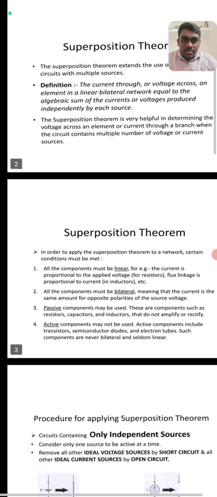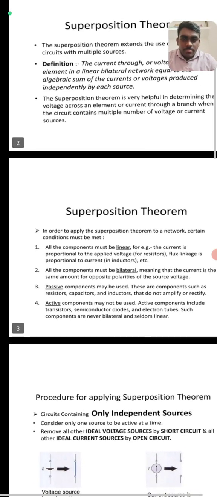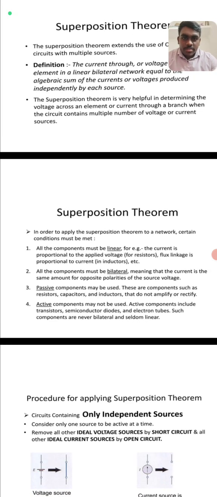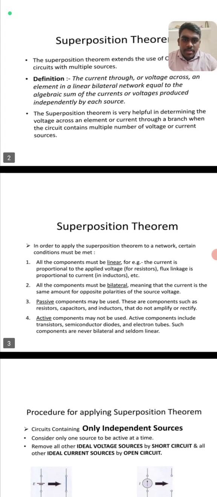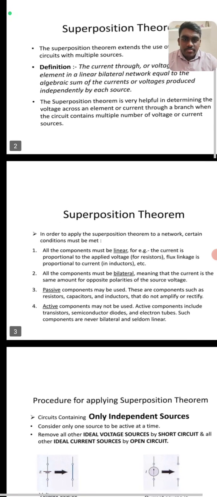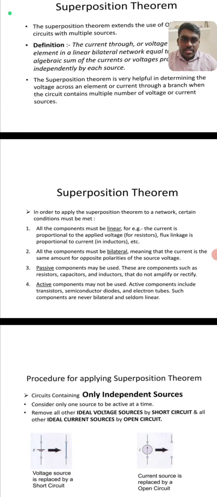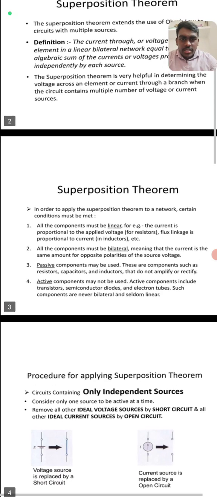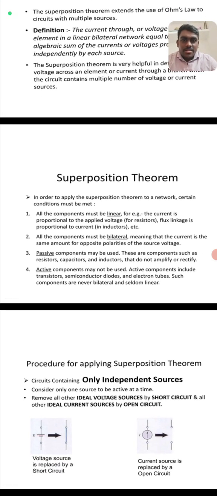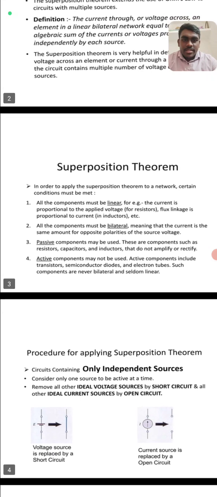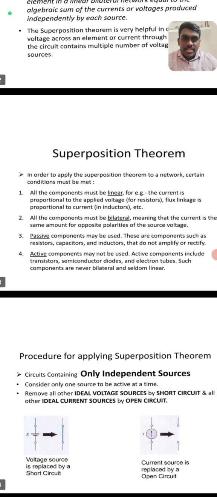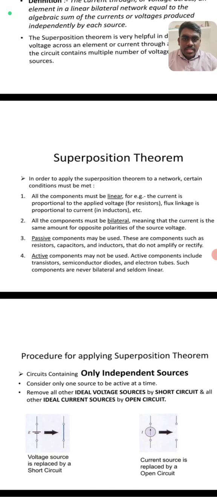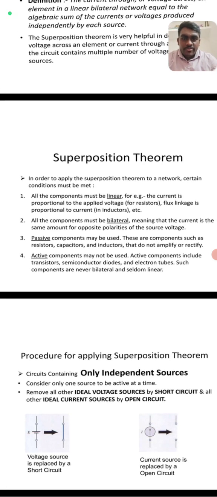Next we are learning about some conditions. In order to apply superposition on a network, certain conditions must be met. We have to apply these conditions when using the theorem on a network. First, all the components must be linear. For example, current is proportional to voltage in resistors, and flux linkage is proportional to current in conductors. All the components must be bilateral, meaning the current is the same amount for opposite polarities of the source voltage. Next, active and passive components.